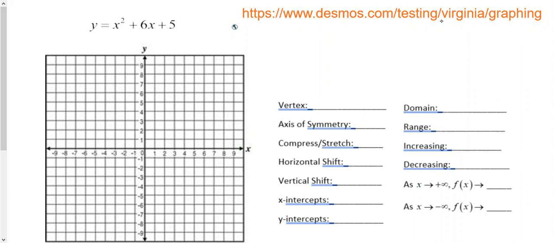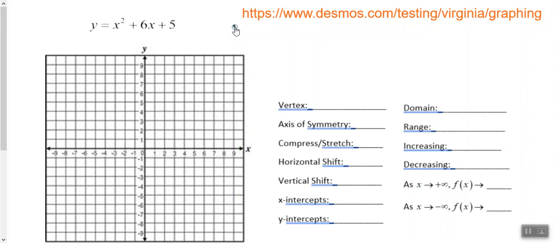So I have up here in orange the website to get to your graphing calculator. I suggest bookmarking that on your computer because we are going to use this quite a bit. So here's your website if you haven't bookmarked it already. And go ahead and write down the example problem that we have. So x squared plus 6x plus 5.